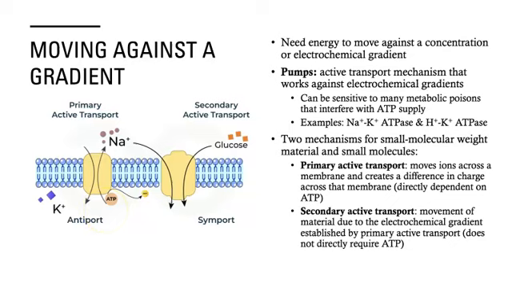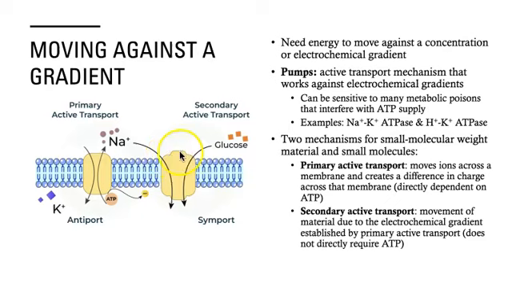So our two mechanisms that we will have as far as active transport to move small molecular weight materials or small molecules against the concentration gradient are a primary active transport, which we see over here, where we're able to move ions across the membrane with ATP, and there's secondary active transport, in which the movement of the material is due to the electrochemical gradient that is established first by this primary active transport.